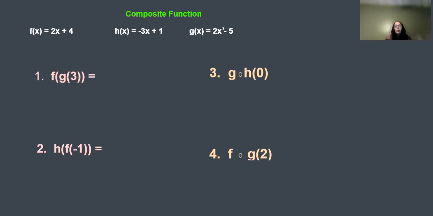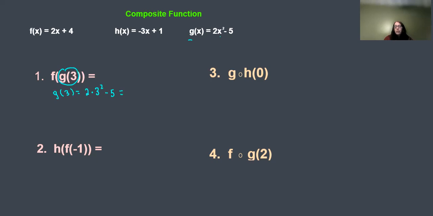In number one, I want you to think of order of operations. You do the innermost parentheses first. So we have f of g of 3. The first thing we're going to do is the g of 3. So I'm going to go to my g function and I'm going to input 3 for x. So I have g of 3 equals, wherever I see an x, I'm going to put 3. All right, I just replaced that x with 3.